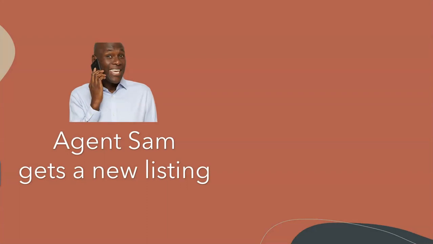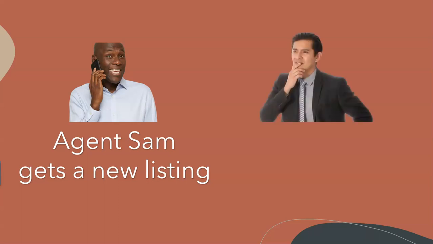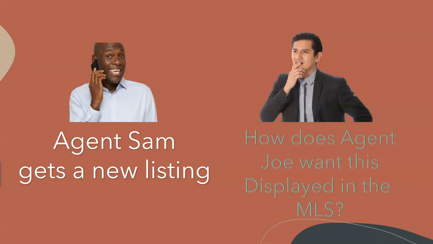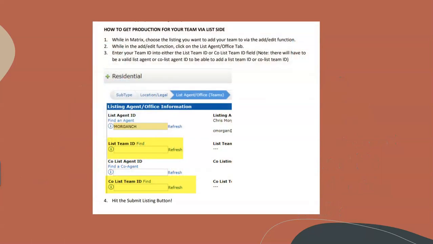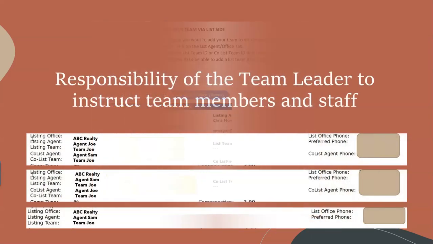Now let's take a look at how production functions. Agent Sam on Team Joe gets a new listing. Agent Joe must have a conversation with everyone on his team about how they are to report listing agent information in the Matrix system. It is only the team leader that can direct the team members how they want this information displayed. These step-by-step instructions are in the Team Functionality User Guide. Again, it is totally the team leader's responsibility to instruct their team members and their team staff how to enter the list agent data when submitting a new listing.